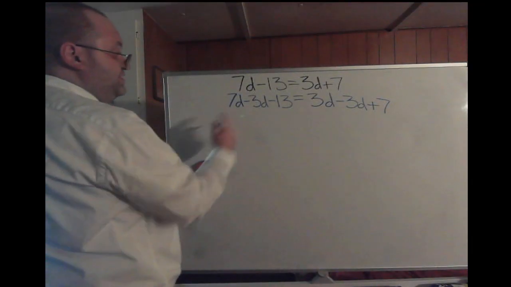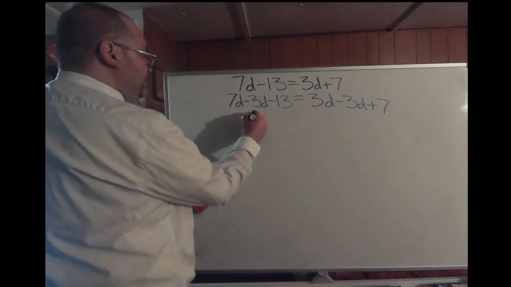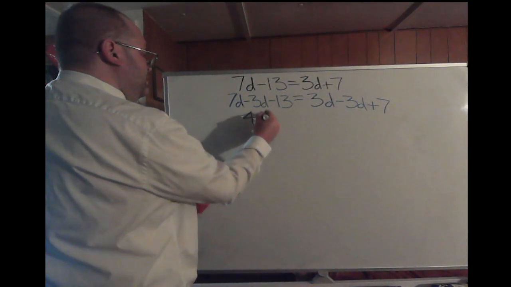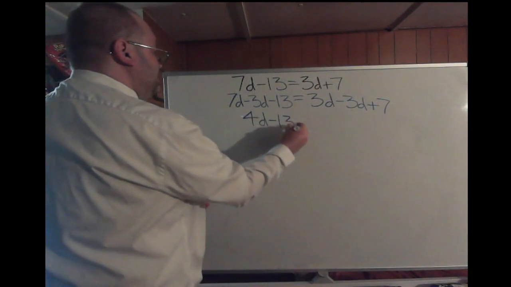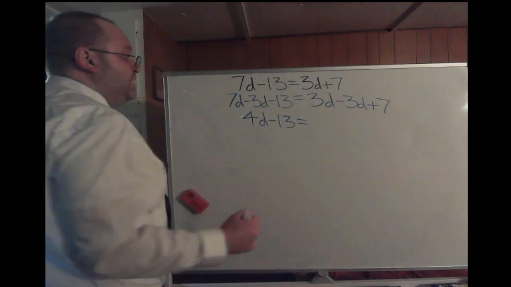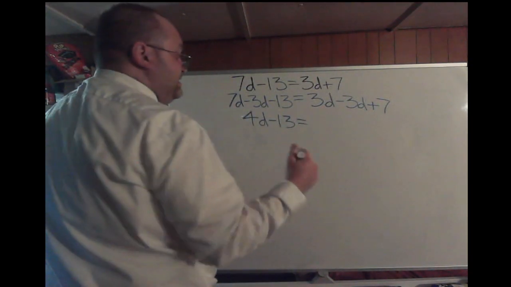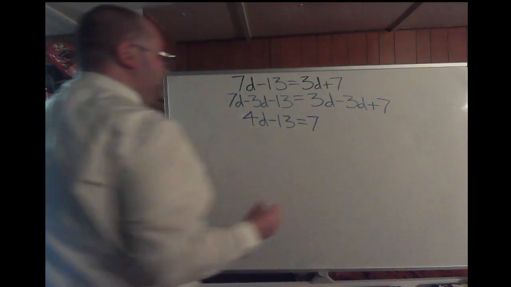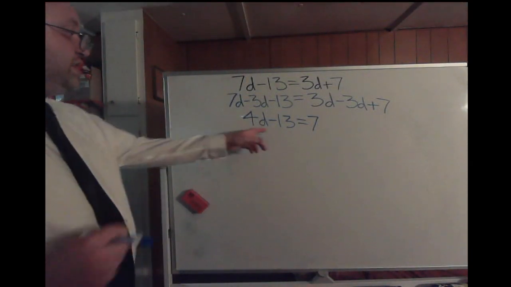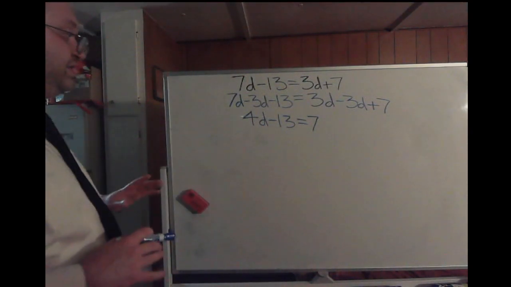Okay, so on the left side, 7d minus 3d, that's 4d. You'll have 4d minus 13 is equal to 3d minus 3d is 0. You'll just have a positive 7. So we're down now to 4d minus 13 equals 7.